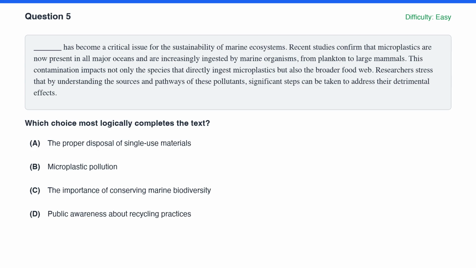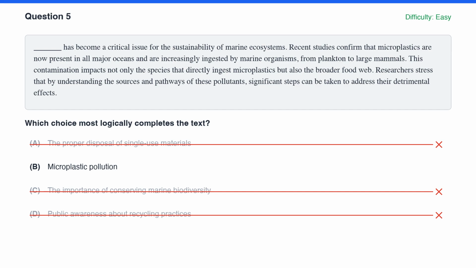The blank serves as the subject of the opening claim, so whatever fills it must be the exact thing the rest of the paragraph elaborates on. Every following sentence centers on microplastics, their spread through the oceans, and their effects on the food web. So the subject has to name that specific contaminant.